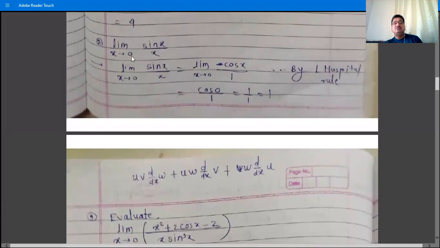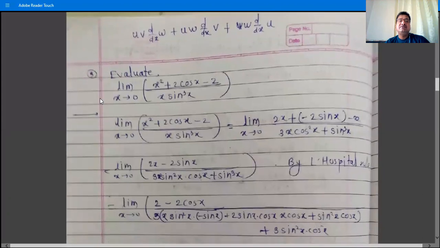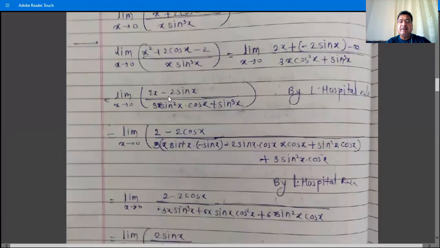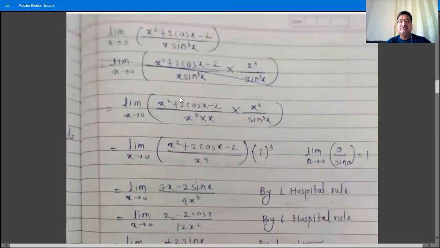That is, limit x tends to 0 sin x by x is equal to 1, or limit theta tends to 0 sin theta by theta is 1. Okay, so next example: evaluate limit x tends to 0 of (x square plus 2 cos x minus 2) divided by x into sin cube x. We can directly apply L'Hospital rule and solve this example, or we can adjust like this.